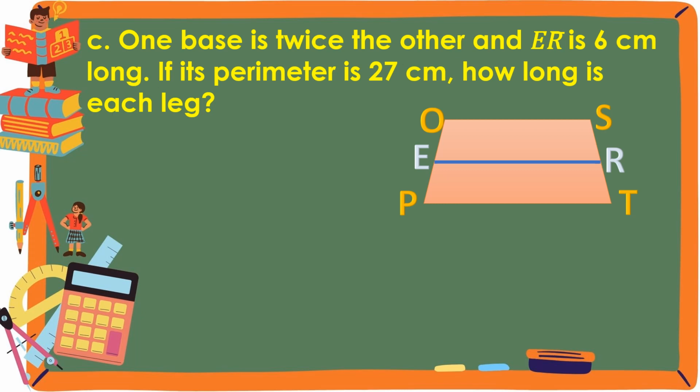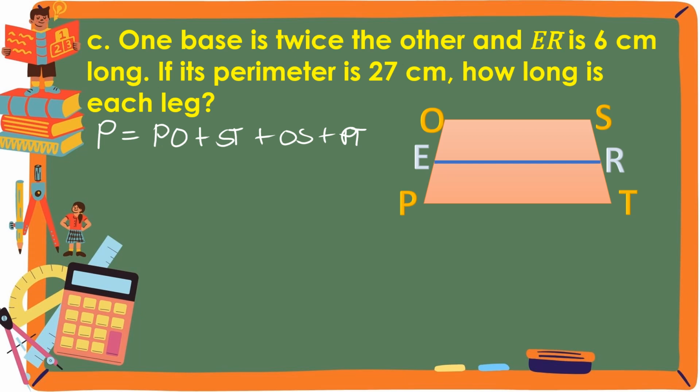Okay, this is another trapezoid. So, this one also involves our mid-segment. So, one base is twice the other, and ER is 6 centimeters long. If its perimeter is 27 centimeters, how long is each leg? So, para makuha natin muna, puntahan natin yung perimeter ng ating trapezoid. So, since meron tayong legs na congruent, ibig sabihin, kukuhanin mo lang lahat ng sides natin, PO plus ST, which is just congruent, then plus your OS, and then plus your PT, para makuha natin yung perimeter.